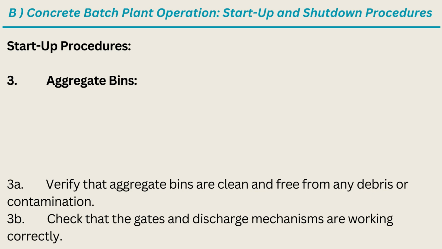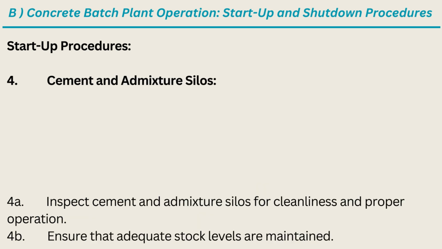3a. Verify that aggregate bins are clean and free from any debris or contamination. 3b. Check that the gates and discharge mechanisms are working correctly. 4. Cement and admixture silos. 4a. Inspect cement and admixture silos for cleanliness and proper operation. 4b. Ensure that adequate stock levels are maintained.